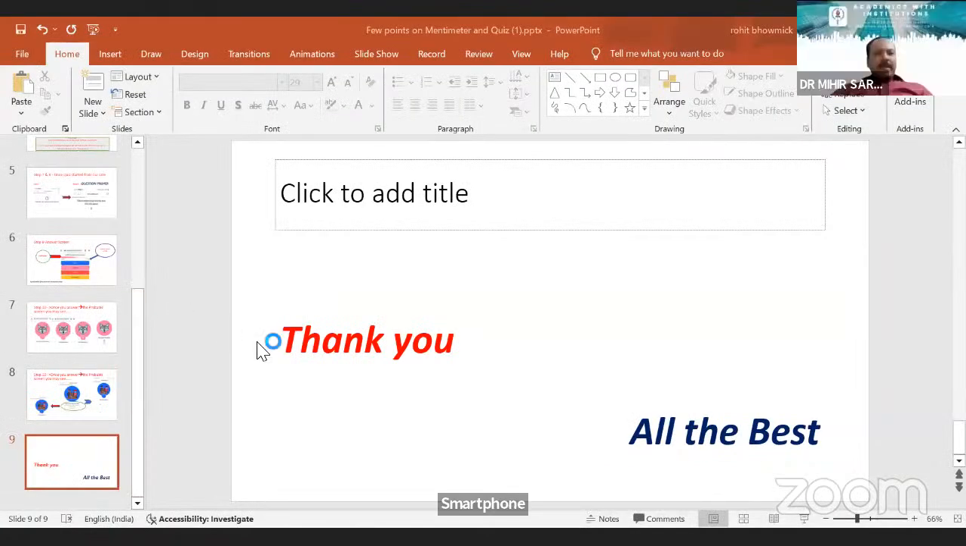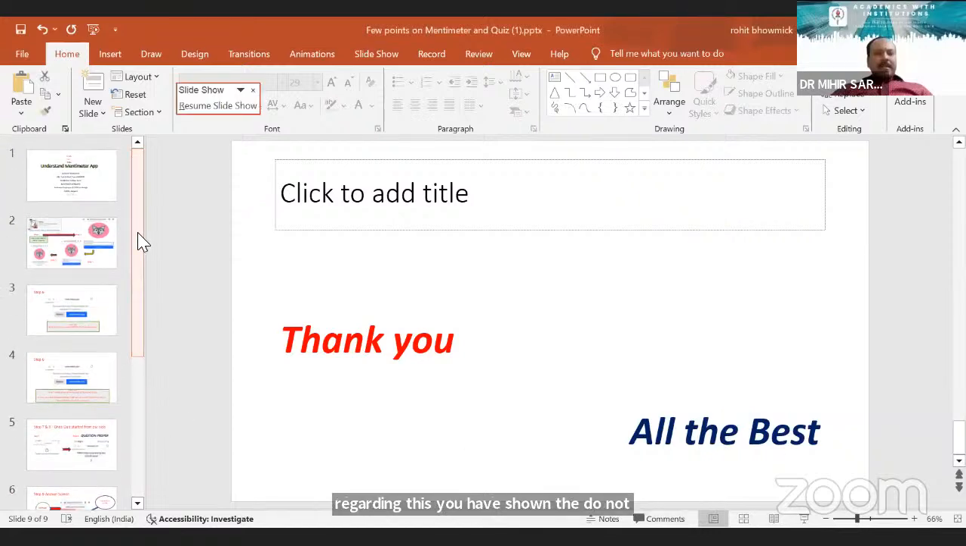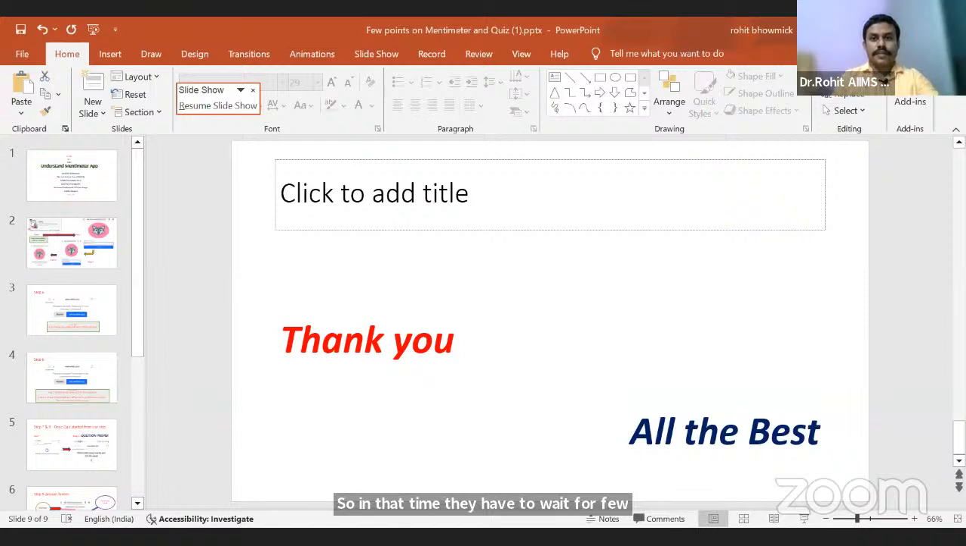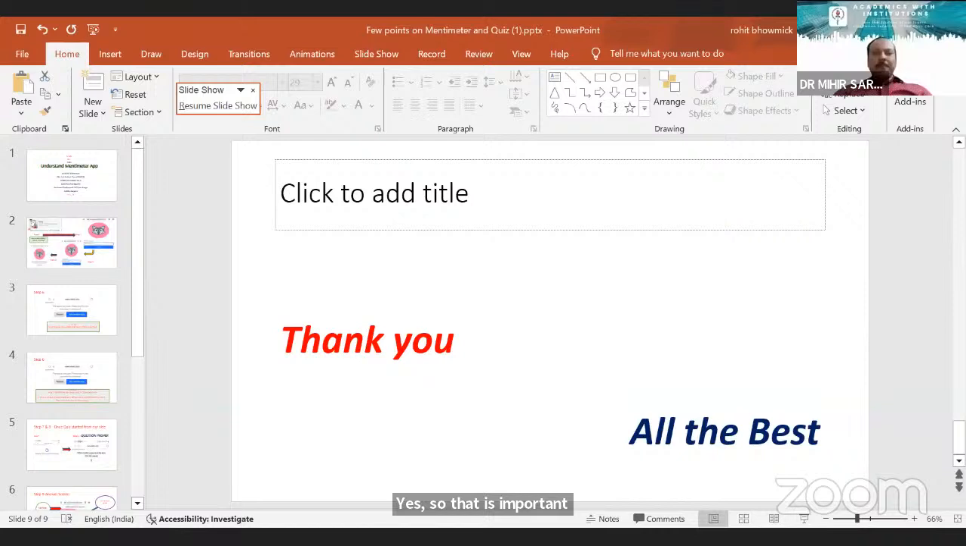Okay, Rohit, just one thing, they sometimes get confused regarding this. When it shows "do not press," before the next quiz, they have to wait for a few seconds. The next page will come automatically. Yes, that is important. So you may have to wait a few seconds for the next page to come. Otherwise, do not press anything.